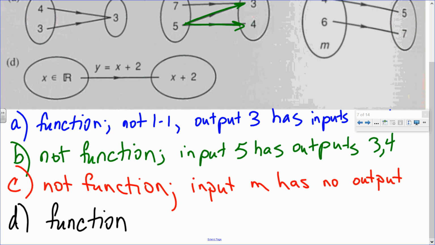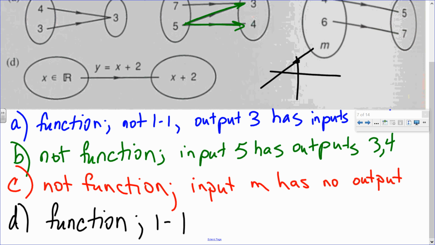Now sometimes when they give you the rule, it may be easier to think about the graph. Do you know how to graph y equals x plus 2? You better. Straight line, but that's not enough to just say straight line. Could be horizontal or vertical. So it is going to be the line that has y-intercept of 2 and a slope of positive 1. Does that pass horizontal and vertical line tests? So we could also draw the graph and say passes horizontal vertical line tests.